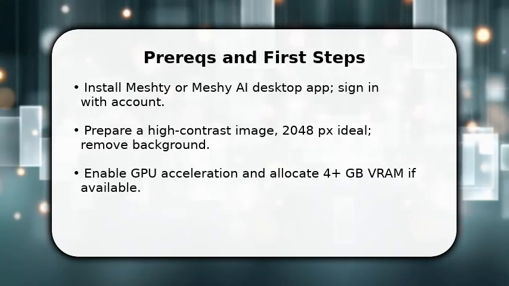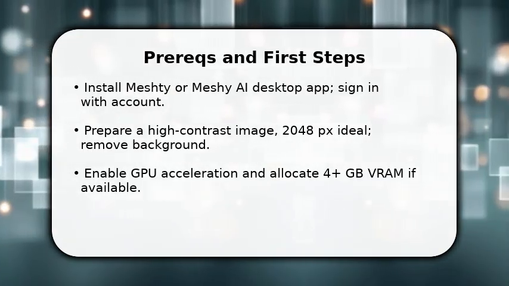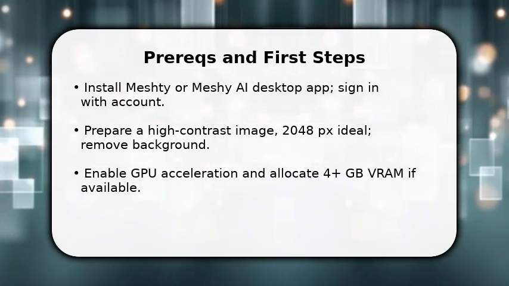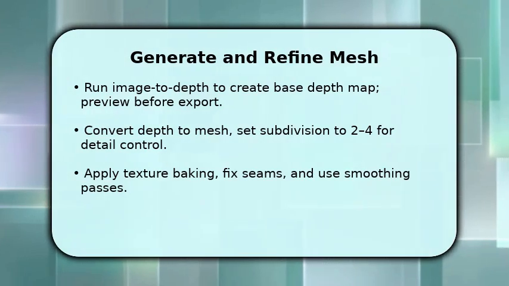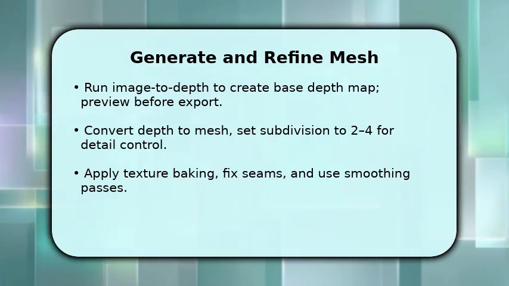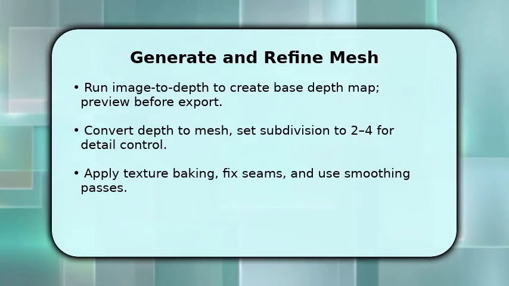Make sure to allocate at least 4 GB of RAM and enable CUDA or Metal acceleration so processing won't stall when you generate the initial depth map. You'll run the image-to-depth conversion and inspect the base depth map for errors. Correct major artifacts using the in-app mask or manual brush.